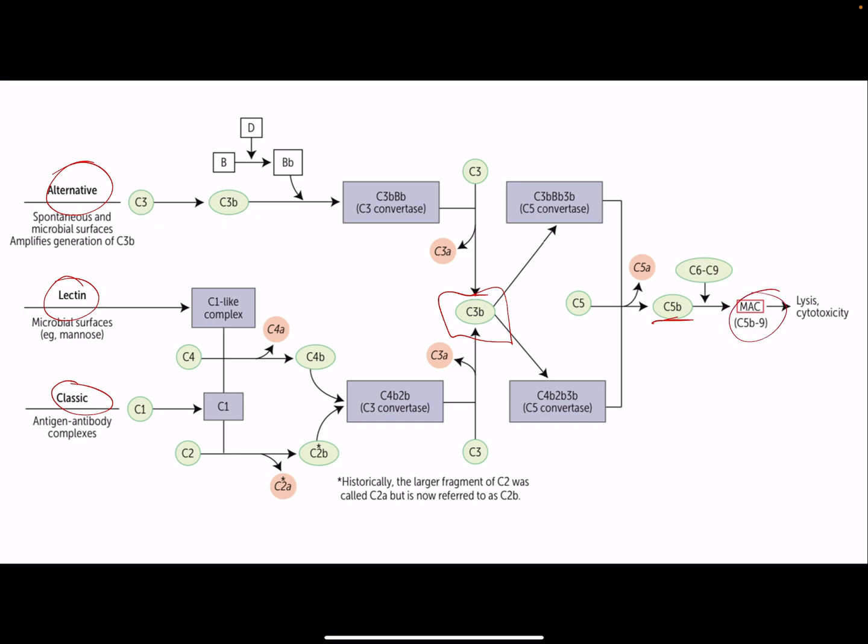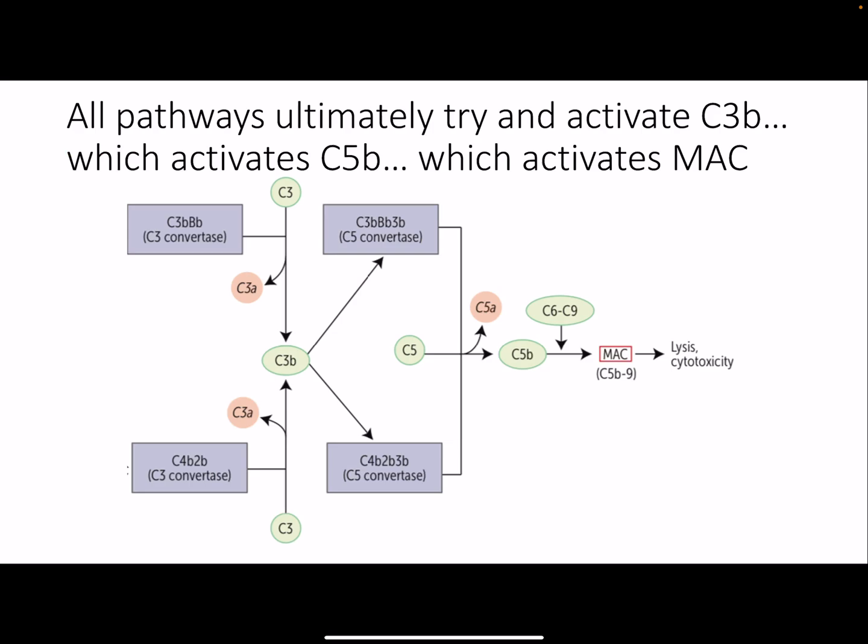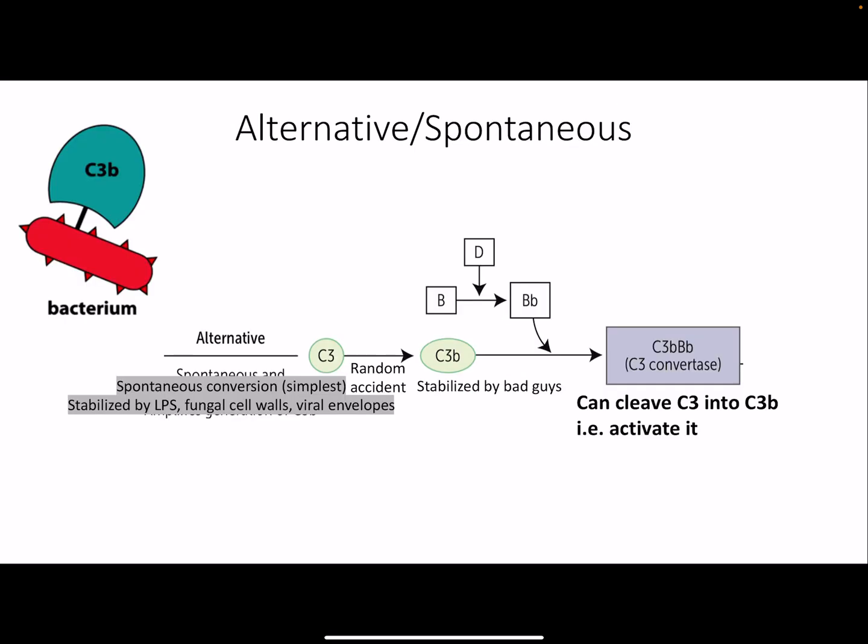And let's go through these one by one. So again, it helps if you keep in mind that the ultimate goal of every one of these pathways is to activate C3b, which is really just cleaving C3, cleaving the A off. So now it's C3b. And this can ultimately go ahead and activate a C5b, which can make a MAC. So let's look at this. So we have the alternative pathway.